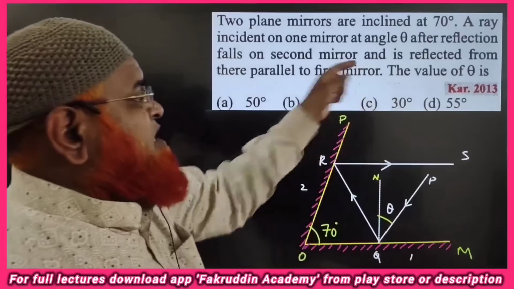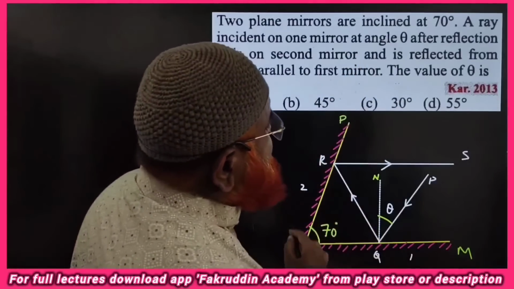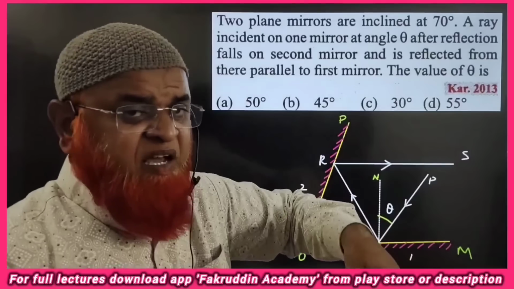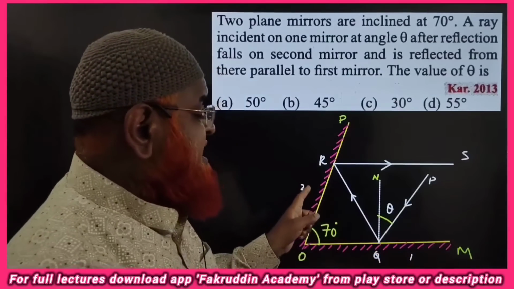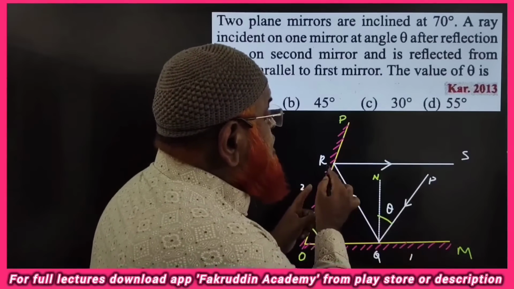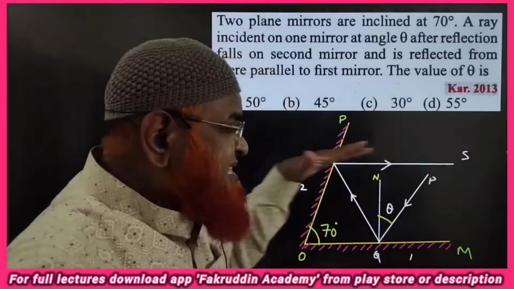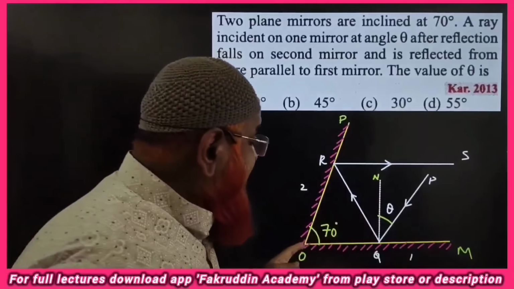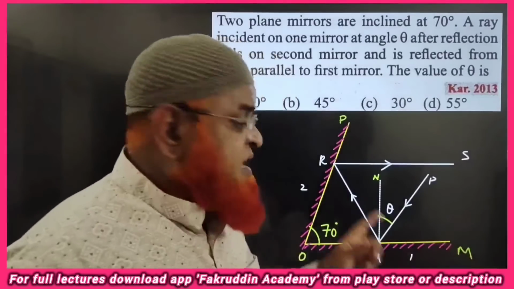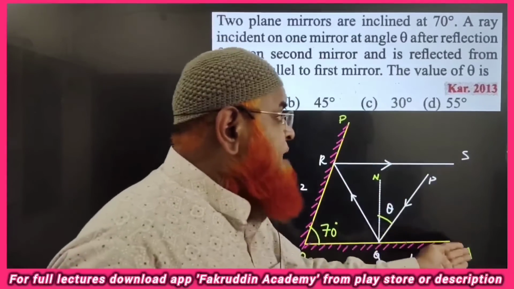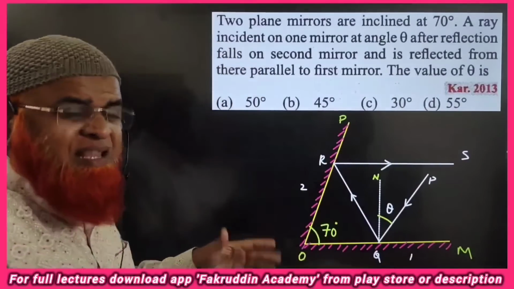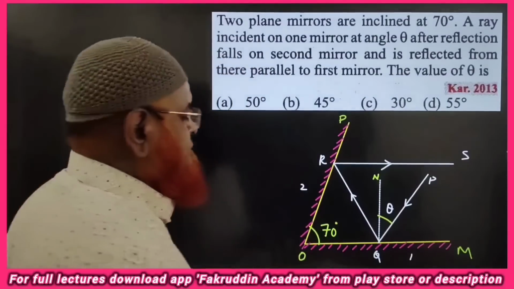And it is said in the question that the reflected ray is parallel to the first mirror. This is the first and this is the second. After taking two reflections, the light ray which is coming out, RS, is going to be parallel to OM. That is the question here. If these two are parallel, then what happens? Let us see now.